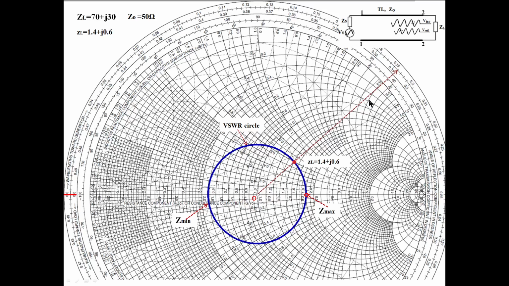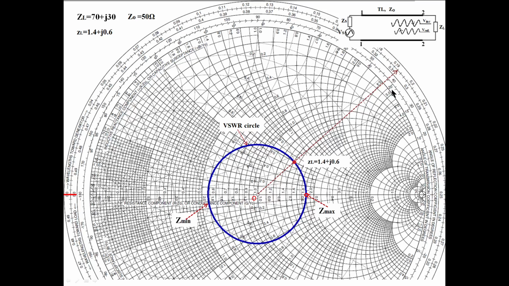So you draw a line passing through our load point to touch the wavelength scale here. This is the wavelength scale towards the generator. From the center, passing through the point, you draw a line. It touches the wavelength scale somewhere here. You read where our load starts, 0.19 here.